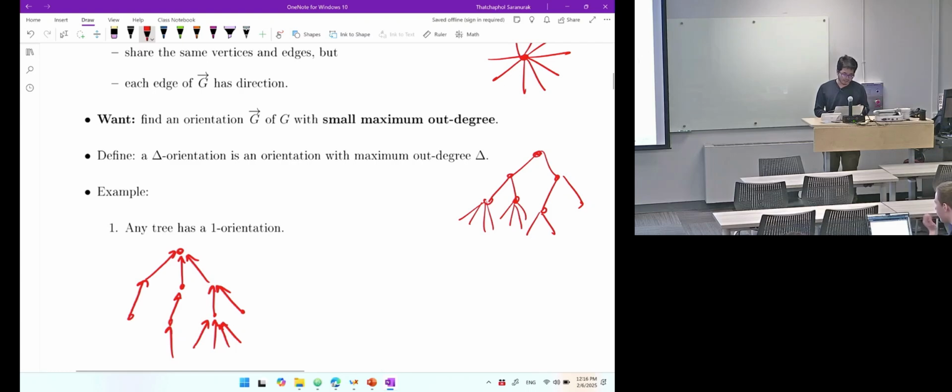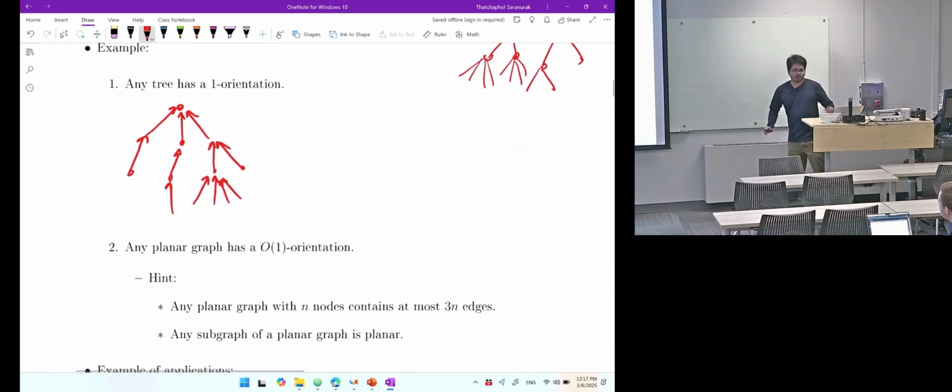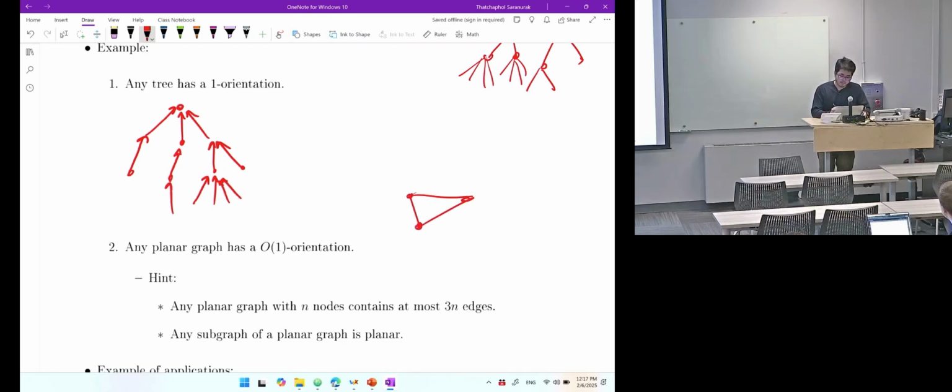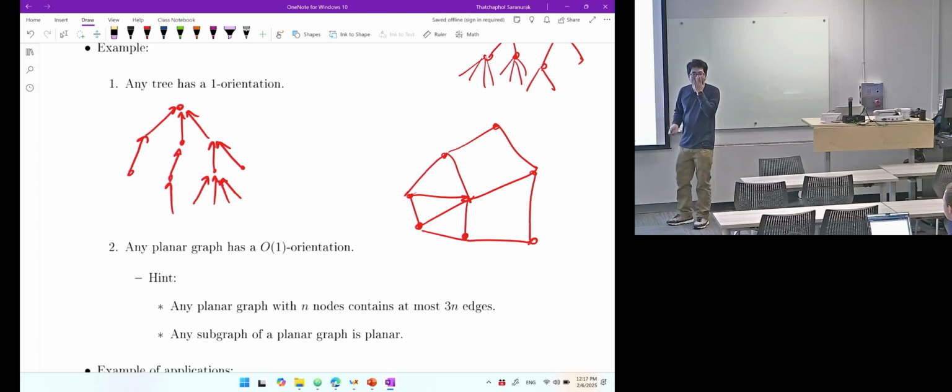Good. So a tree has a one orientation. And actually, a planar graph, you know planar graph, right? A planar graph is just a graph such that you can draw it without crossing. Like this. You cannot have something like this. It's a graph that you can draw on the plane without edge crossing. Okay. And a planar graph actually has a six orientation.